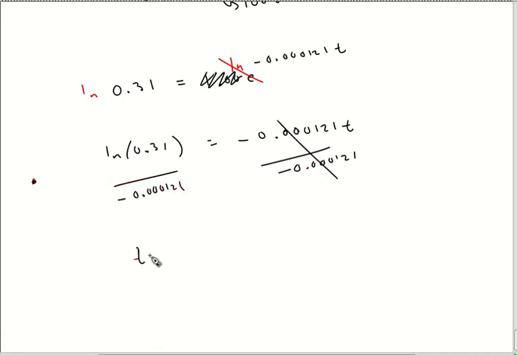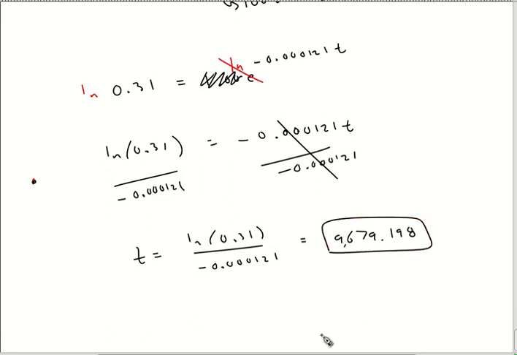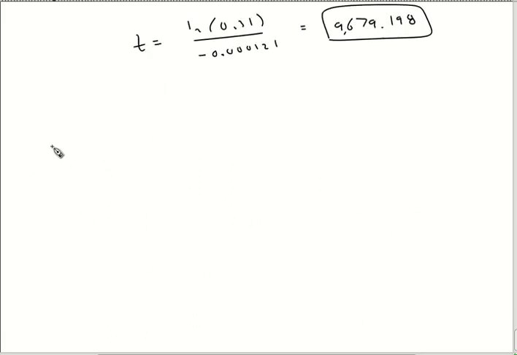And so then I got my time is equal to ln of 0.31 all over this negative 0.000121. Go to the calculator, and I got 967.9198. Okay. Cool. Next question.